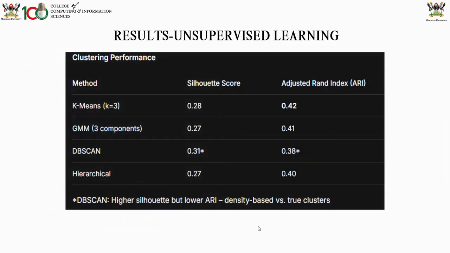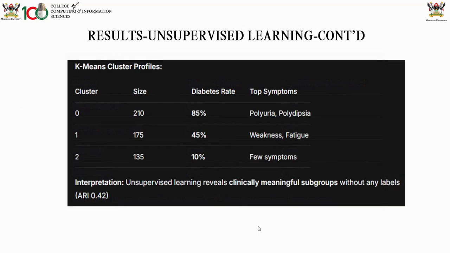And then results of semi-supervised learning, here you can see. So k-means, that is with the k of 3. If you look at the Silhouette score and then ARI score, and you compare, we can see that DBSCAN has a higher Silhouette score but low ARI. And you see that it's density-based versus true clusters. I'm a bit fast, it's okay, you'll bear with me. So then results, that is for unsupervised learning.